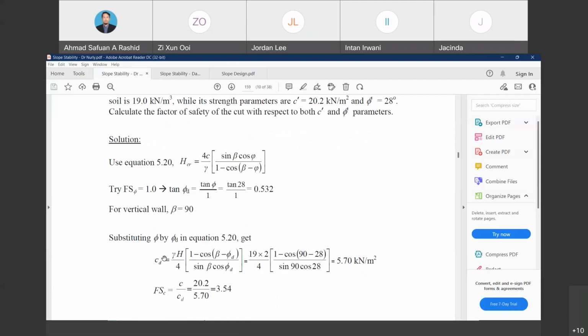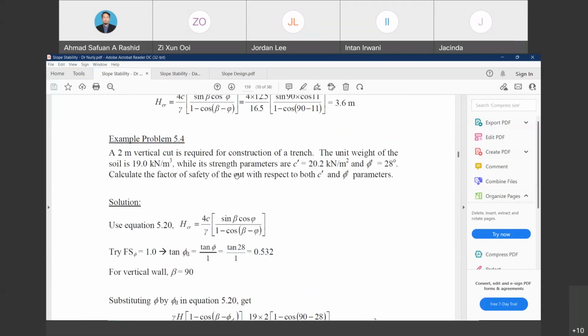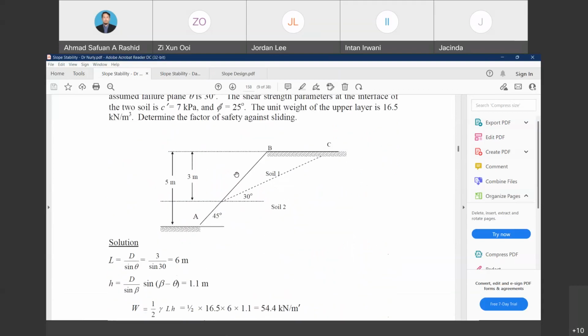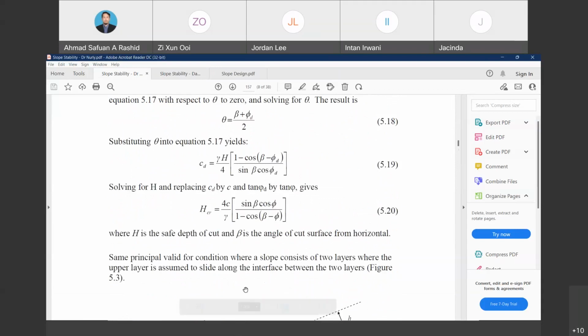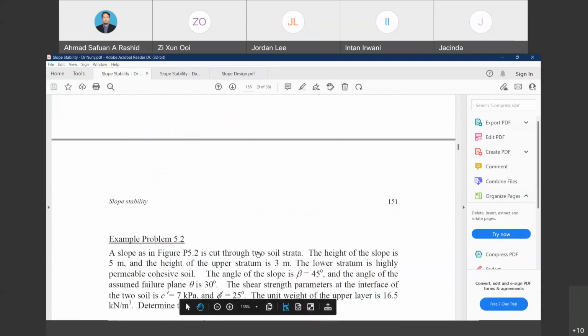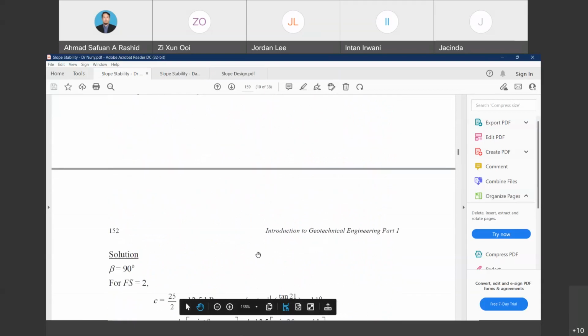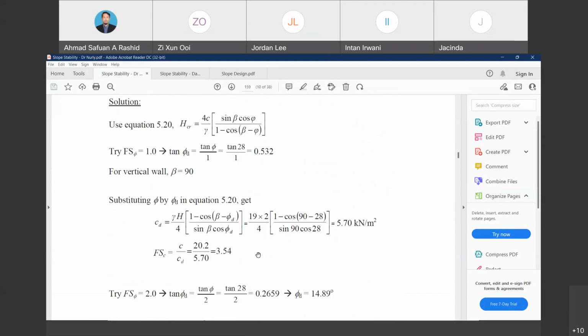Okay, the output that we want to get is the CD value. So we rearrange the equation, or we can use the equation 5.19. For the 5.19 equation, we already know that the height of the slope is 2 meters. So the other input is 19 for the unit weight over 4.